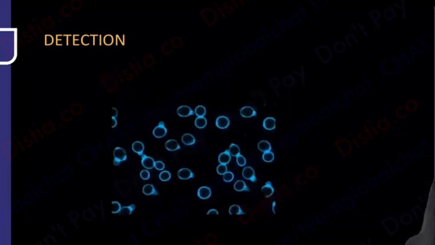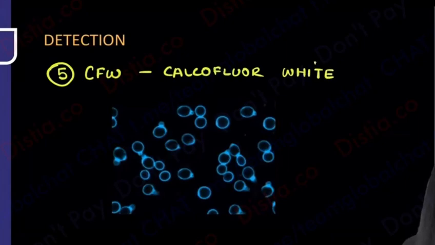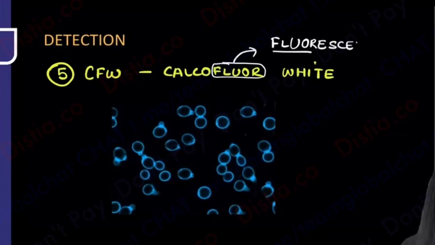Finally, coming to the fifth one, and the fifth one is known as CFW. What is CFW? It is calcofluor white. Now, there is a very interesting mnemonic behind it. Please remember, when I talk about calcofluor, the fluor word will remind you that this is a fluorescent stain. See, the fluor word is reminding you that this is not a regular stain, this is a fluorescent stain.